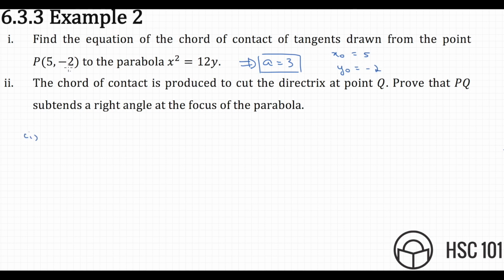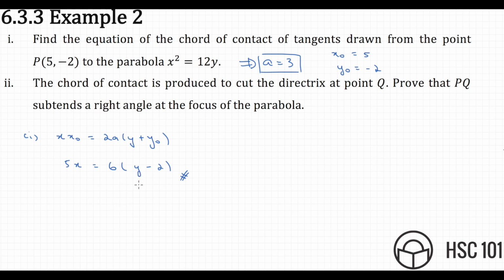If we want the equation of the chord of contact, then we know that the standard equation for the chord of contact is given by x0 x equals 2a times (y plus y0). In this case, x0 is equal to 5, so we've got 5x equals 2 times a, which is 6, times (y plus y0), that's going to be (y minus 2). So that's going to be the chord of contact for part 1.